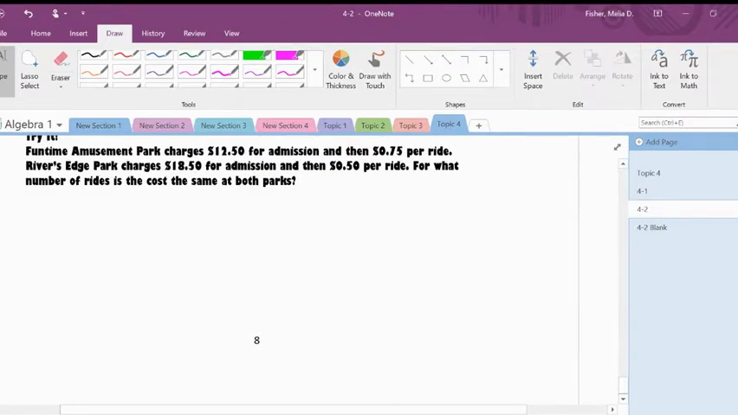Funtime Amusement Park charges $12.50 for admission and then 75 cents per ride. River's Edge Park charges $18.50 for admission and then 50 cents per ride. For what number of rides is the cost the same at both parks?